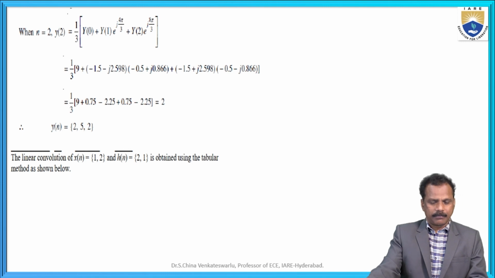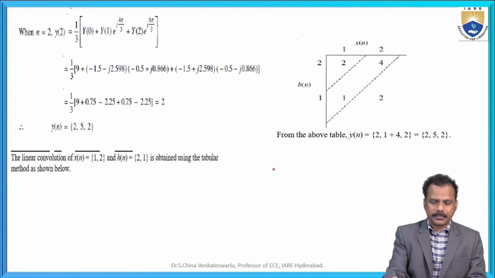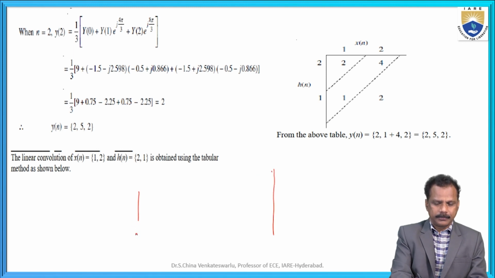The linear convolution of x of n equal to 1, 2 and h of n is obtained using the tabular method, like this. The tabulation method. So I have to verify that. Now here x of n is 1, 2 and here it is 2, 1. So like this, 2 ones are 2, 1 two is 1, 2 twos are 4, 1 two is 2, like this.